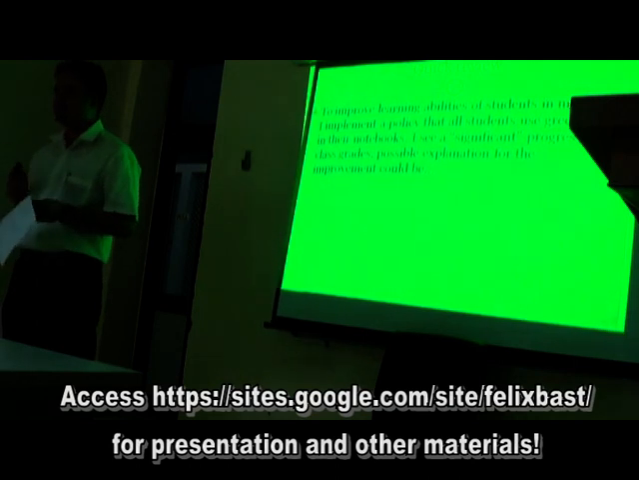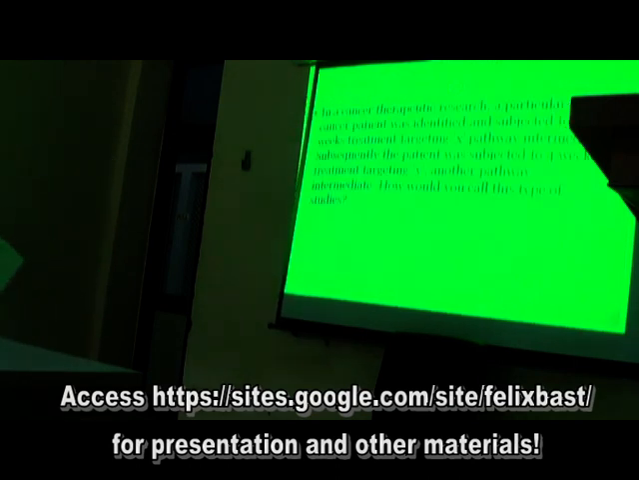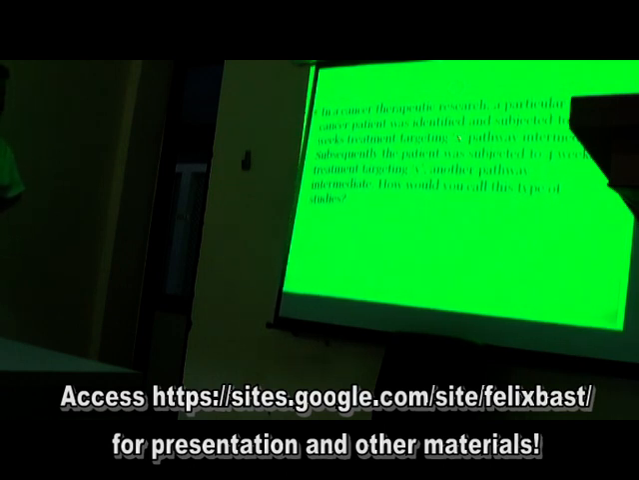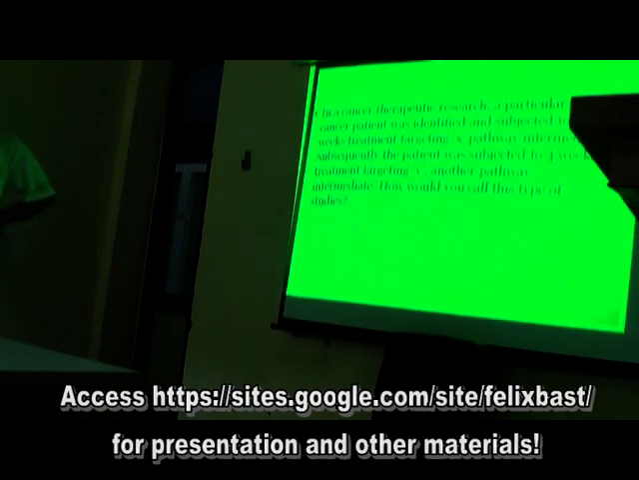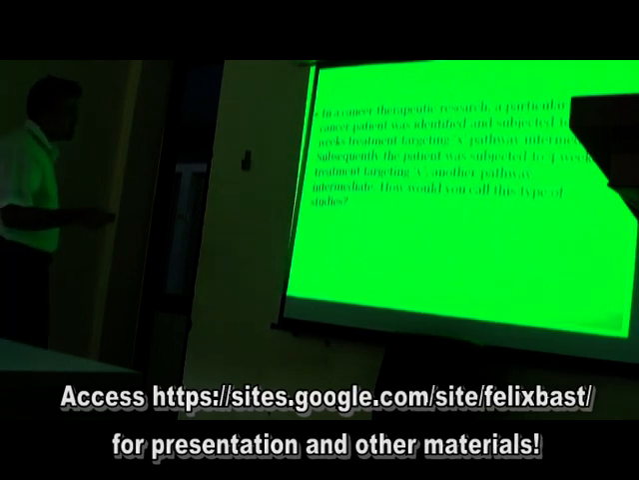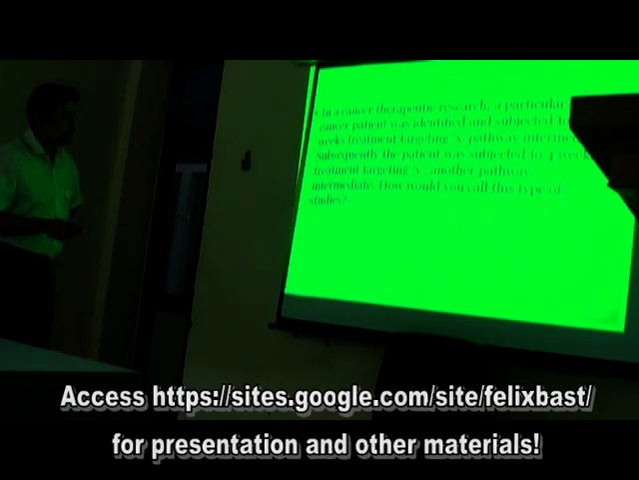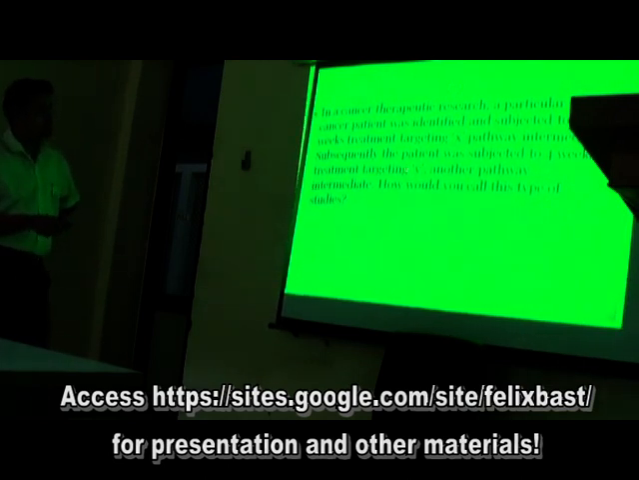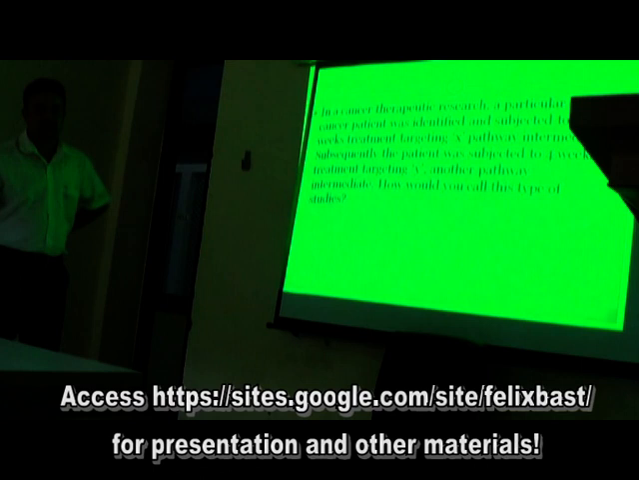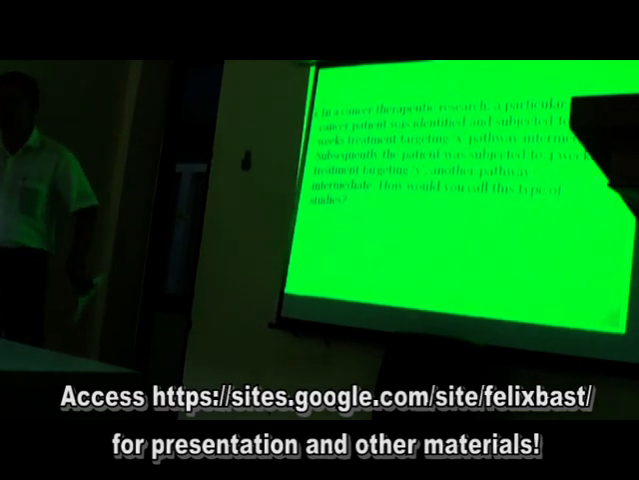Is that clear? Okay, now in a cancer therapeutic research, a particular breast cancer patient was identified and subjected to 3 weeks treatment targeting X pathway intermediate. These are targeted therapy, right? These days mostly cancer therapeutics are targeted. They are targeting one particular pathway intermediate, right? And after that, subsequently, the patient was subjected to 4 weeks treatment targeting Y, another pathway intermediate. How would you call these kinds of studies?